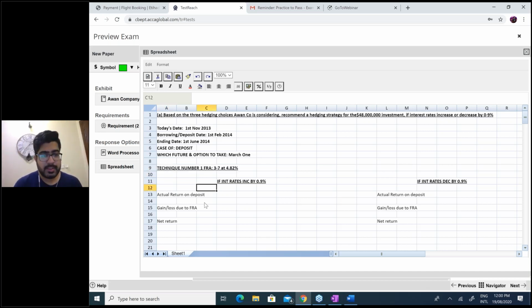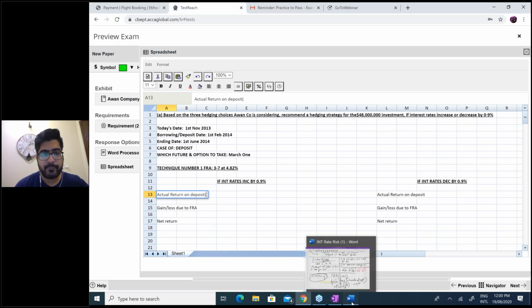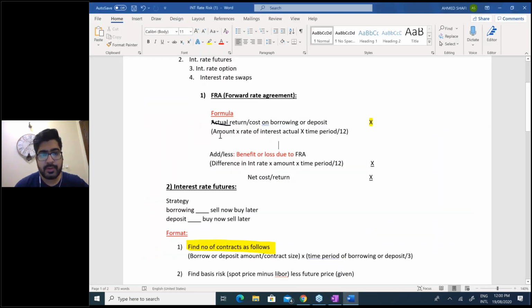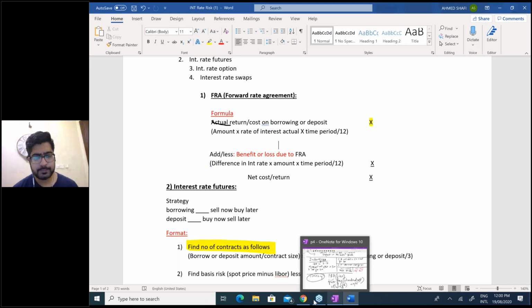Okay, so let's start. You have to solve FRA. If interest rates increase or decrease by 0.9, you need to show return on deposit or cost of borrowing, gain or loss due to FRA, net return or cost. Let's start. Actual return on deposit. It's very easy. I've told you the formula as well. The formula of actual return on deposit is amount into actual rate of interest into time period over 12. So what is the amount?